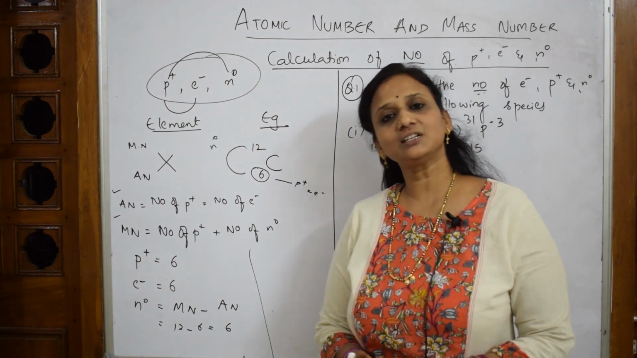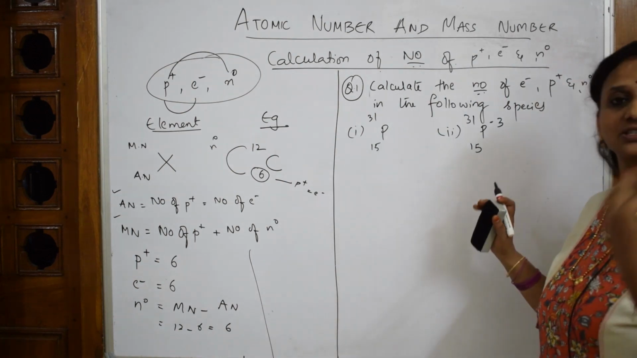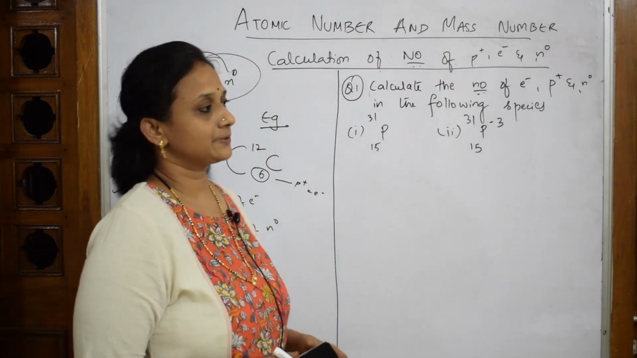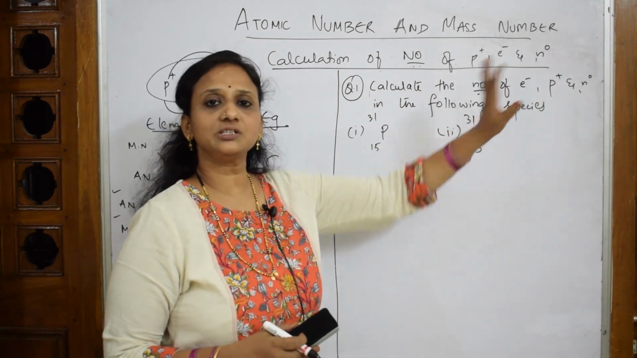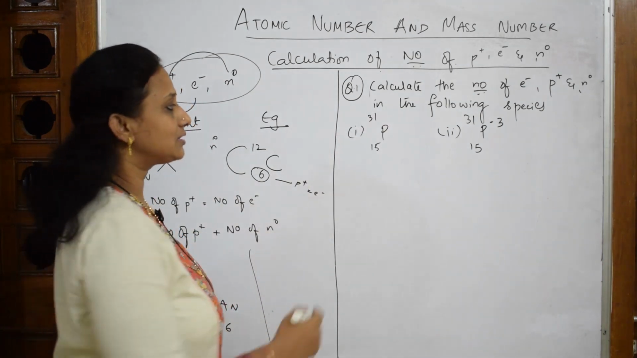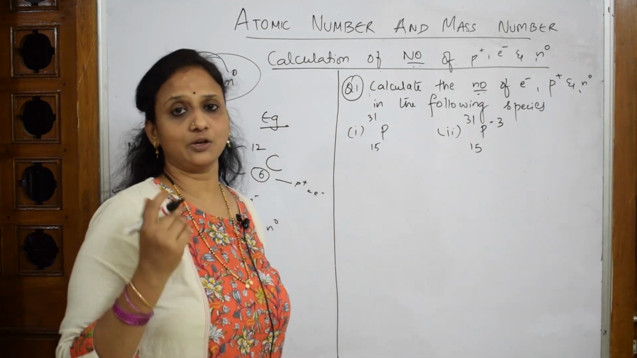Okay, a little bit of confusion. Let us solve a numerical and see how to go about it. Here in this question, it's a comprehensive question which I've picked up. Then gradually we'll go into the NCERT questions. Here they've asked me to calculate the number of electrons, protons and neutrons. Simple, direct question. They've given us two species. One is phosphorus, one is the P-3 phosphide ion.